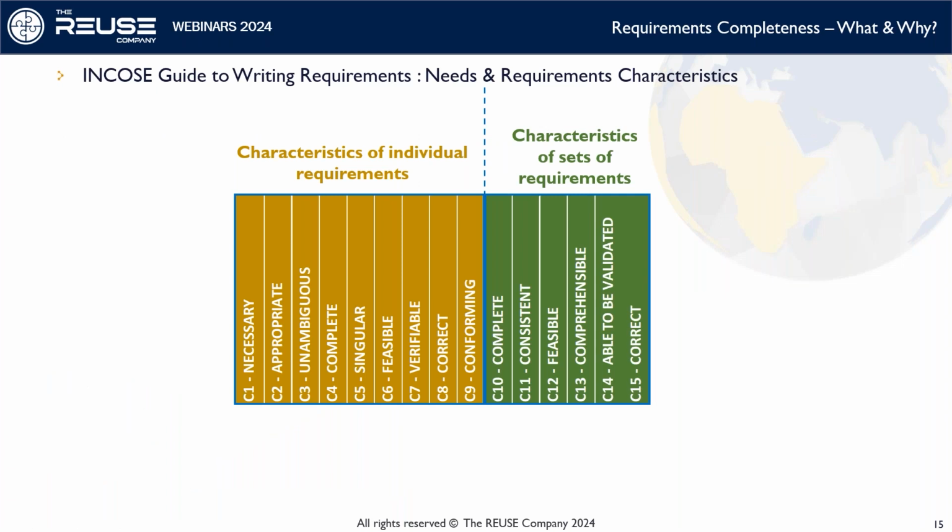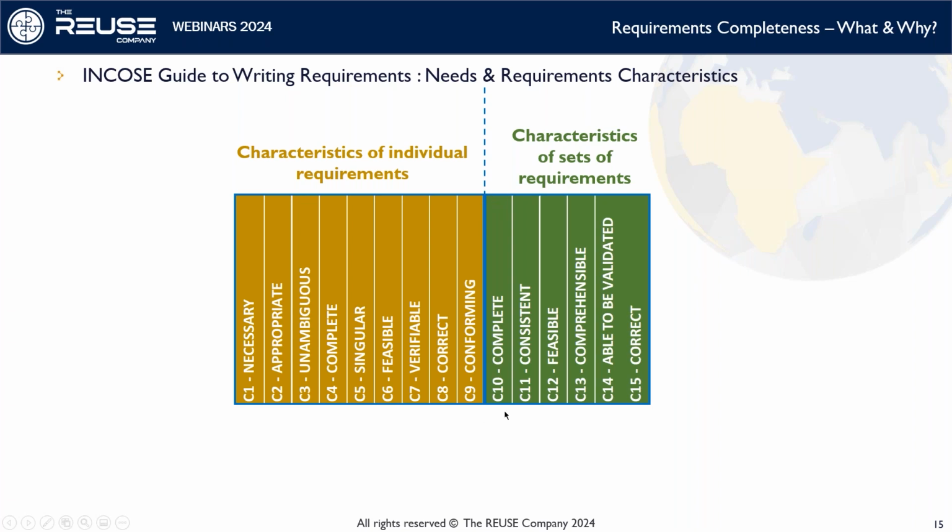So now let's go back to the INCOSE guide to writing requirements. So we have here the 15 needs and requirements characteristics. We have characteristics of individual requirements. So completeness is one of them here. And we also have the characteristics of sets of requirements. And we also have the completeness characteristic here.